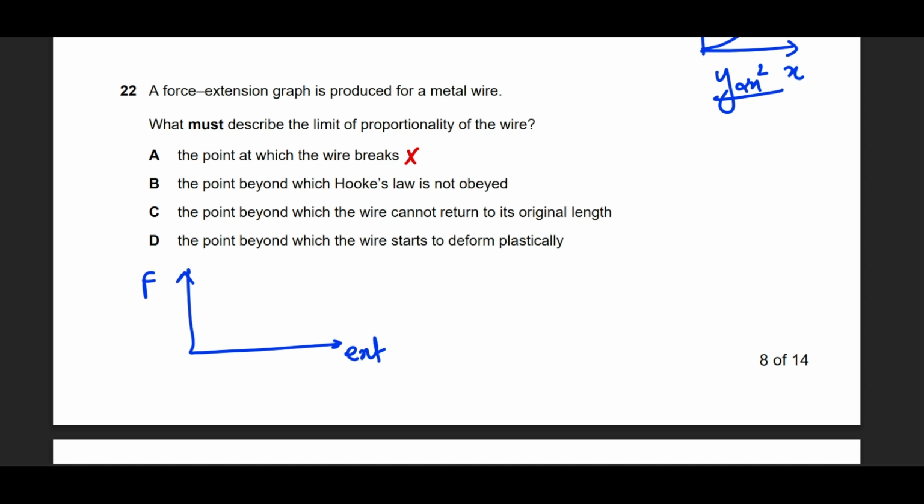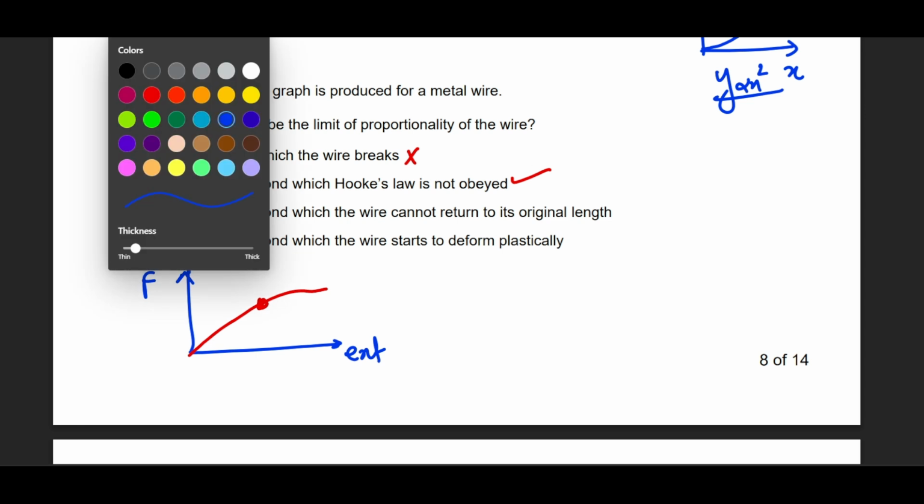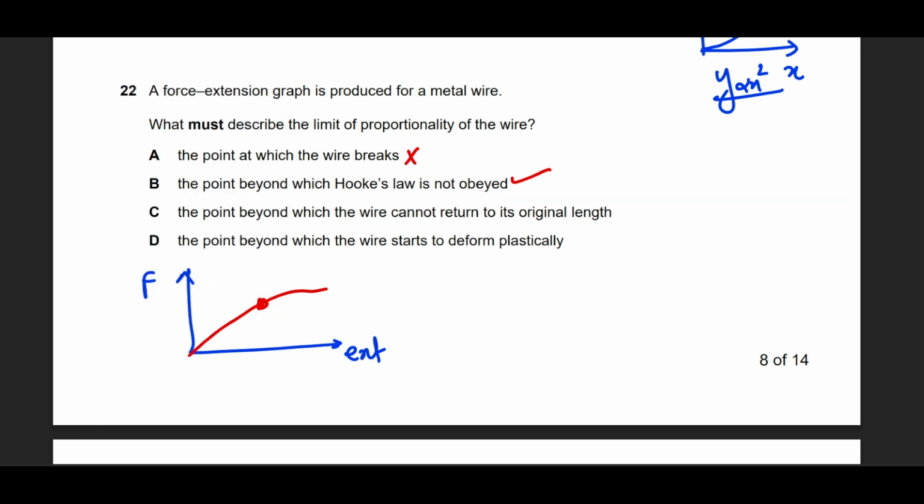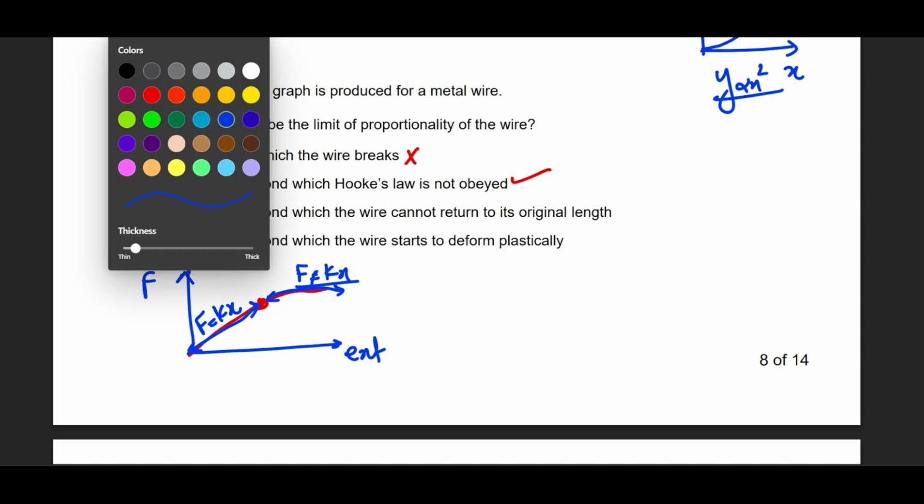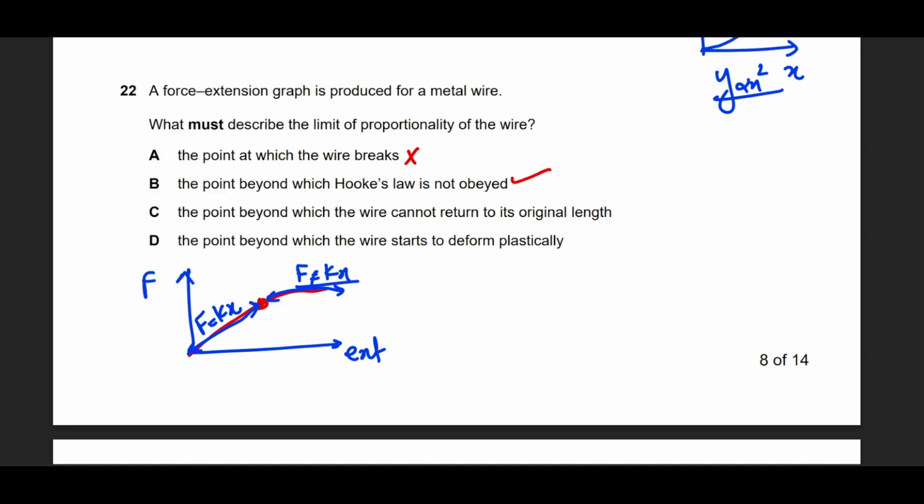The point beyond which Hooke's law is not obeyed looks like a plausible answer, because after that point, the line curves and stops being proportional, stops being a straight line. See, over here we can follow F equals kx. Because it's a straight line, it is proportional. And after this, it becomes a curved line, so this does not equal kx any longer. That's why we call that the limit of proportionality.